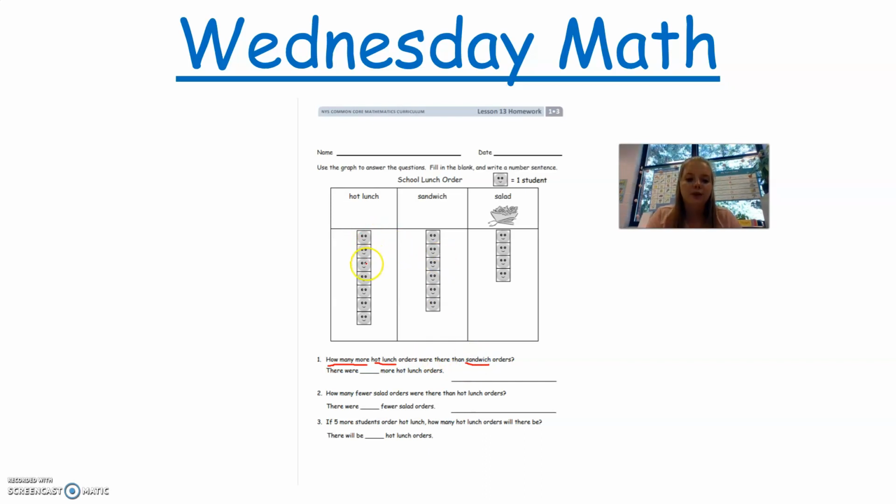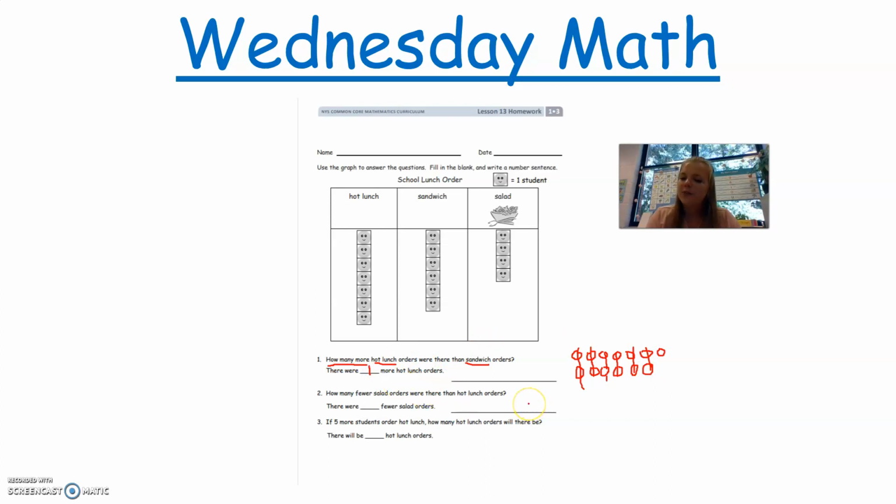We have 1, 2, 3, 4, 5, 6, 7. It wants to know hot lunches, then sandwiches, which is 1, 2, 3, 4, 5, 6. Okay, to find out how many more people voted for the hot lunch, what do I need to do? That's right, cross out my pairs. And how many do I have left over? 1. So there's one more hot lunch order.